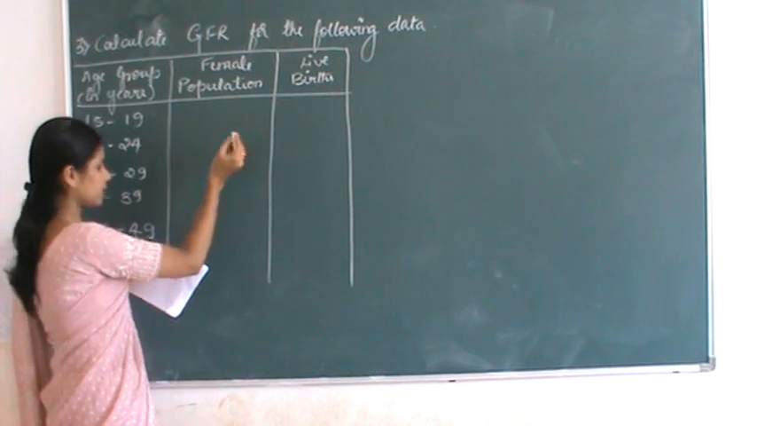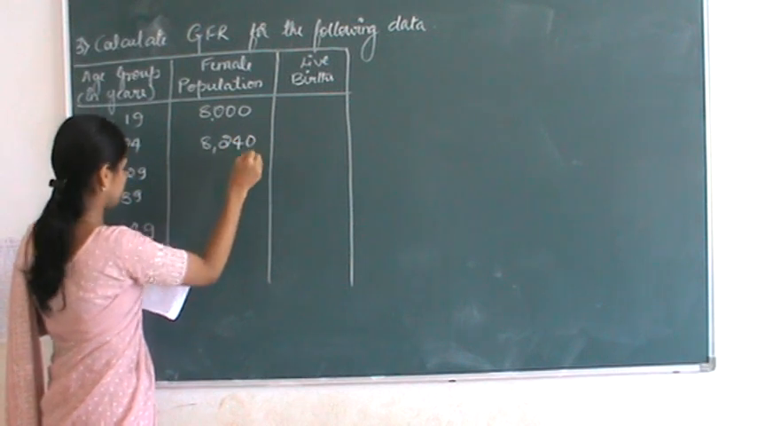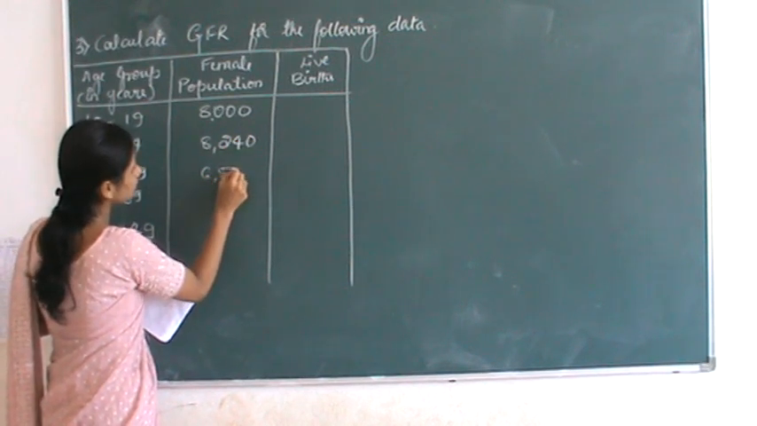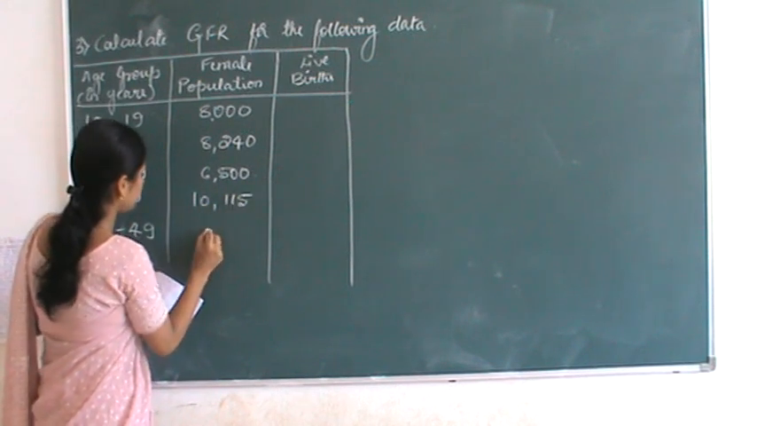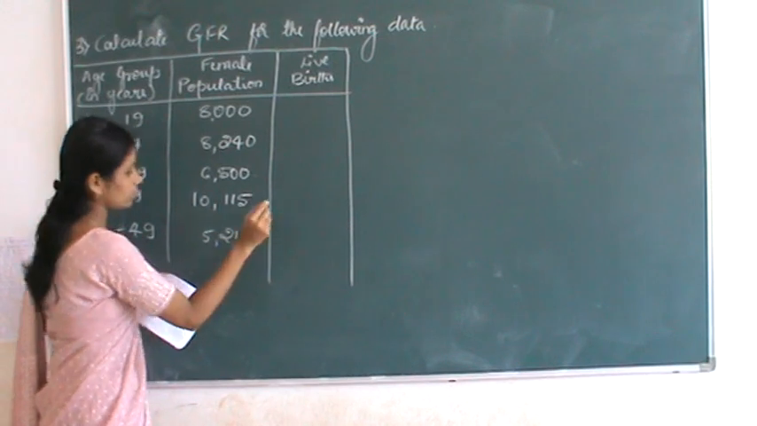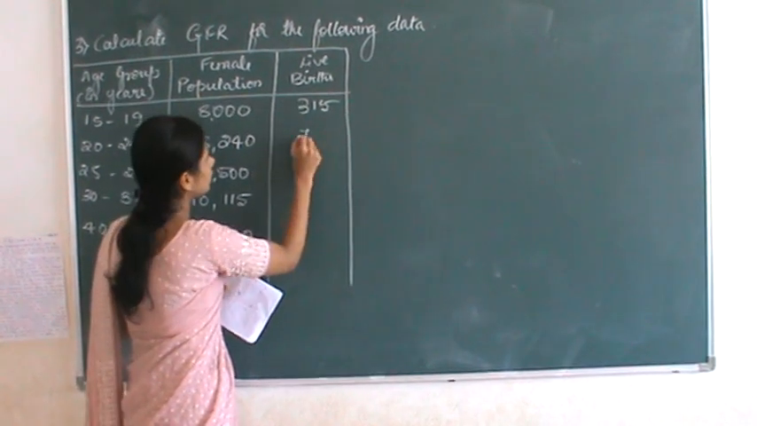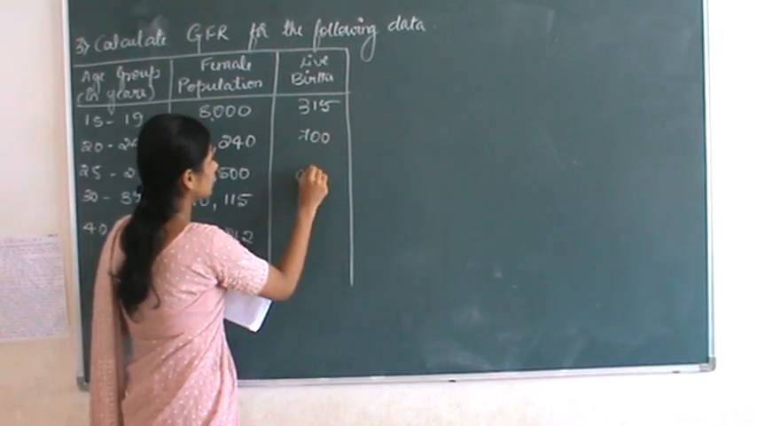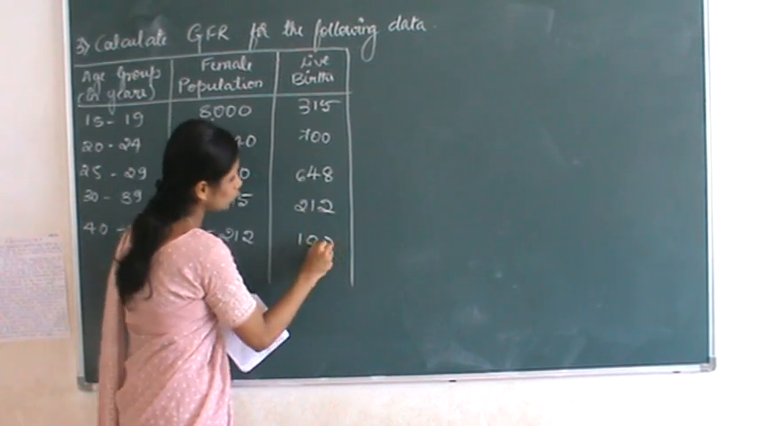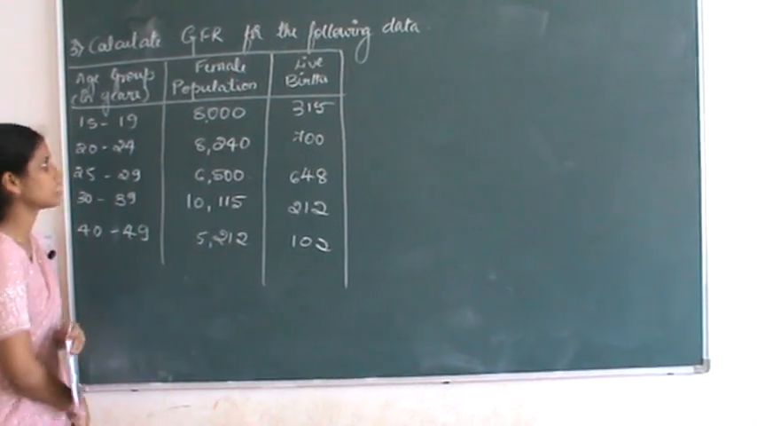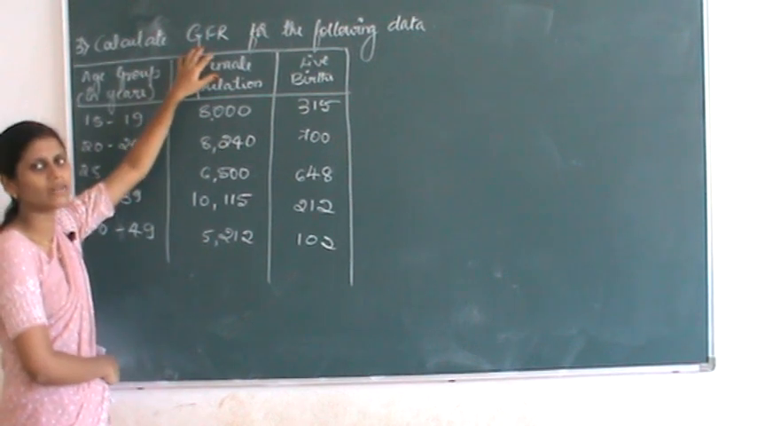And female population is 8,000, 8,240, 6,500, 10,115, 5,212. Live births are 315, 700, 648, 212 and 100. This information is given. This is the question, and as you know, we are asked to calculate general fertility rate.